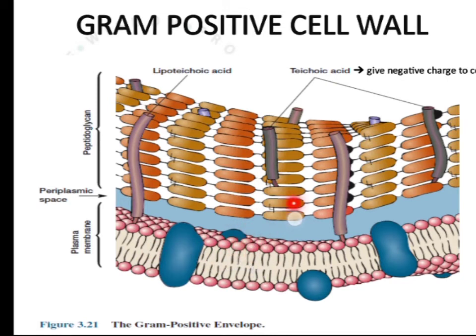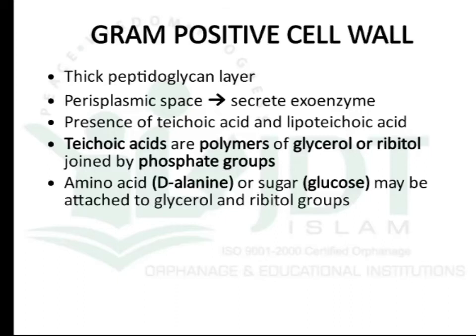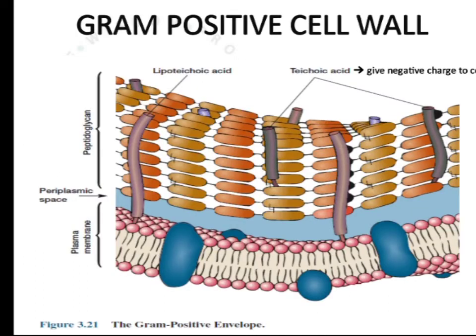Plasma membrane we will discuss later. Now coming to the peptidoglycan layer, in the gram-positive bacterial cell wall, we have a thick peptidoglycan layer. In that we have two special acids, teichoic acid and lipoteichoic acid. The cell wall will have a negative charge because of the presence of teichoic acid and lipoteichoic acid. Both of these are polymers of glycerol or ribitol joined by phosphate groups, but lipoteichoic acid originates from the plasma membrane and passes through the peptidoglycan layer, and teichoic acid will only be joined within the peptidoglycan layer. So that is the difference between teichoic acid and lipoteichoic acid.